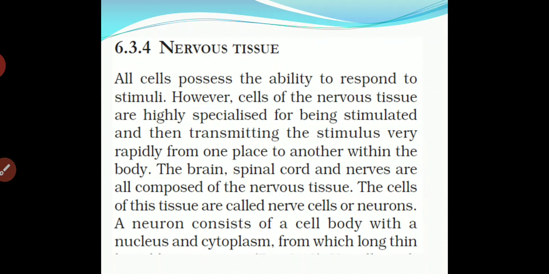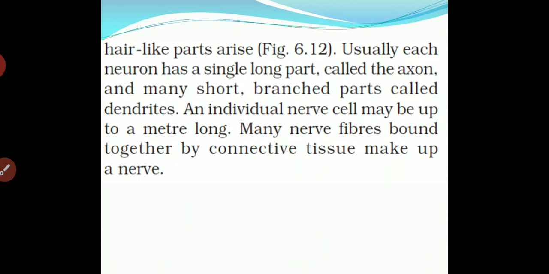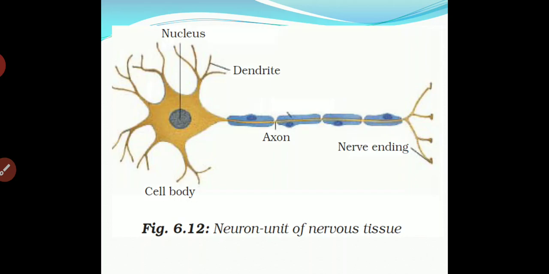Who is said to be a nerve cell? A cell present in a nervous tissue. The cells present in a nervous tissue are called nerve cells or neurons. A neuron consists of a cell body with a nucleus and cytoplasm, from which long thin hair-like structures arise, as you can see.